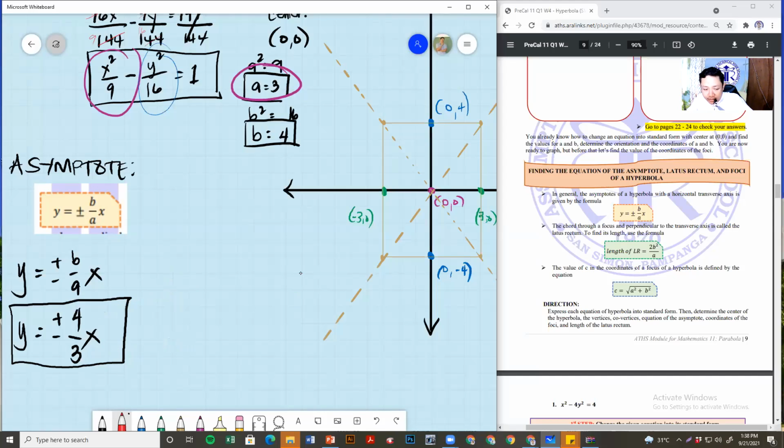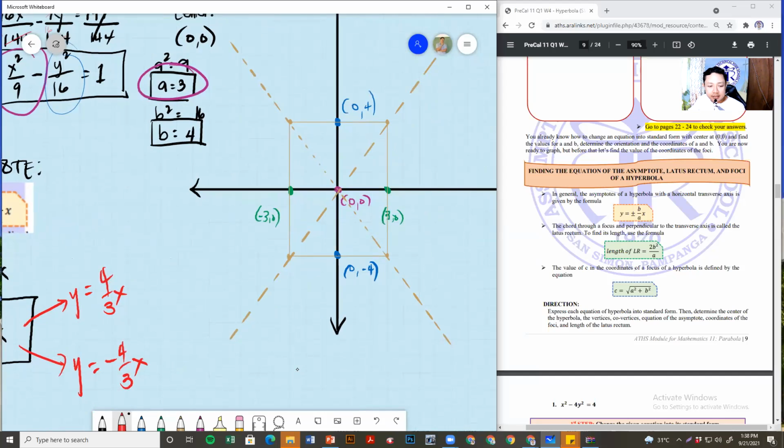If you will express this, actually there are two lines here. This is y is equal to the positive one, the 4 over 3x. So if it's a positive slope, it's leaning to the right. And we also have another one, y is equal to negative 4 over 3x. It's a negative slope, so therefore it's leaning to the left. Let's just check.